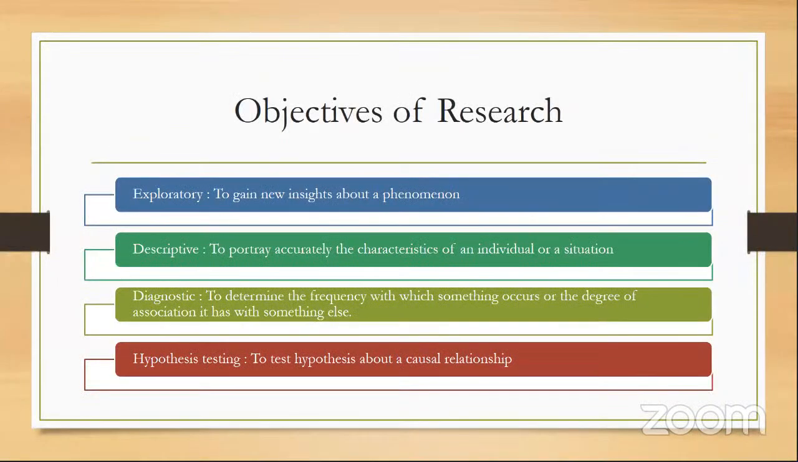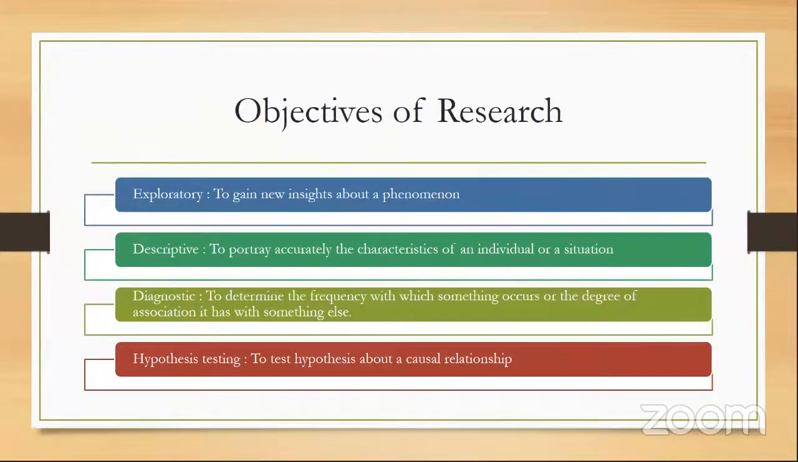Getting descriptive in describing a particular situation accurately. The third type of research is diagnostic research. In diagnostic research, what we try to do is determine the frequency with which something happens and the degree of association of that particular event with something else.